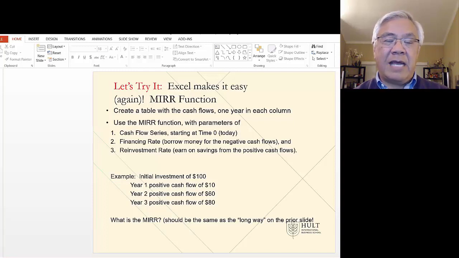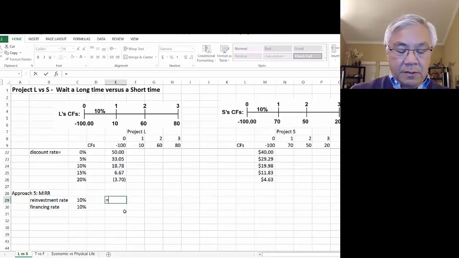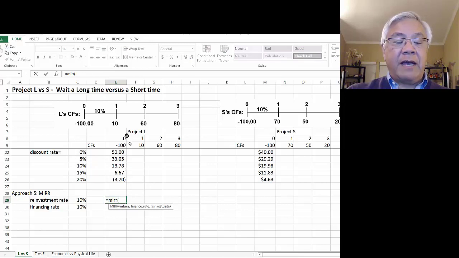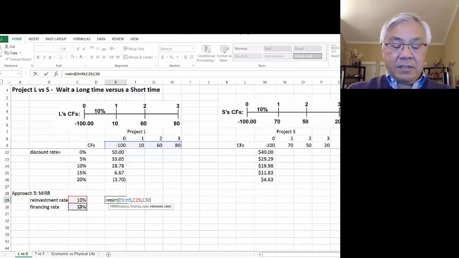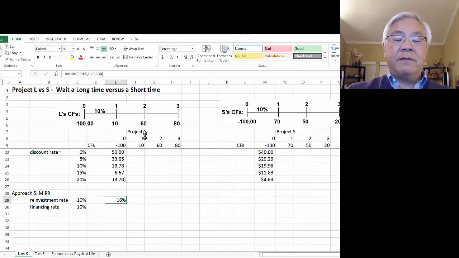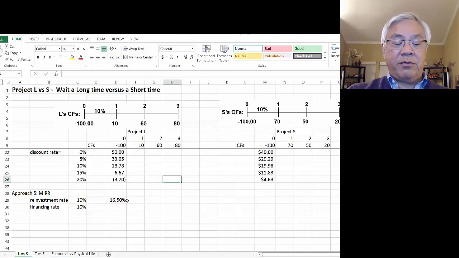So we're going to use the same example of negative 100, then 10, 60, and 8, and look at the MIRR. Equals MIRR, open parens. Again, it prompts us what are the values for the entire period. Then you go comma, what is the financing rate? And in this case, we're going to use 10% for both financing because we only have one negative cash flow. And so that's 16%. If we make it with more digits, it's exactly the same as what we saw previously.